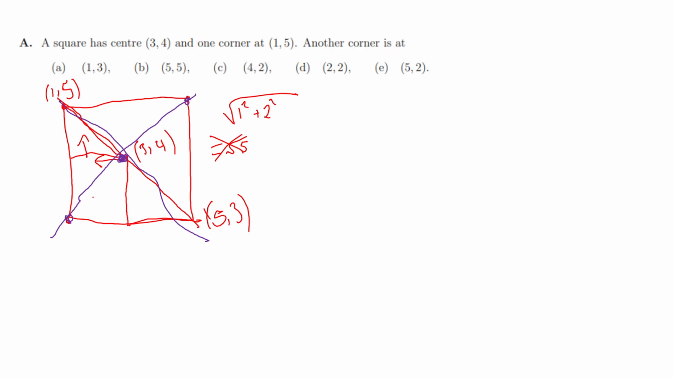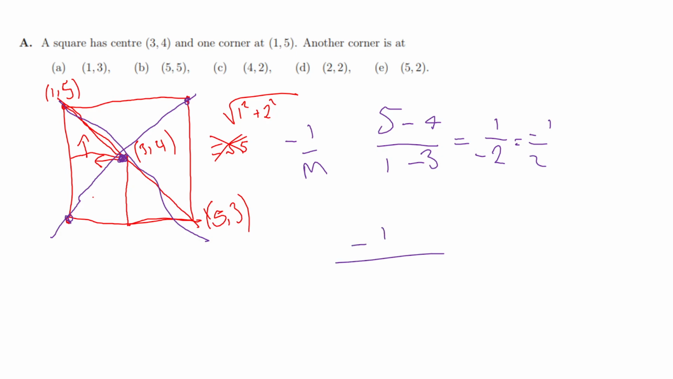So first thing we want to do is work out the gradient of our new line. So the gradient is the minus 1 over m form of the gradient from our original line. The gradient from our original line we can just work out as the difference between the 2 y coordinates and the difference between the 2 x coordinates. So we have 5 minus 4 over 1 minus 3. This gives us 1 over minus 2, or just minus a half. So therefore the gradient of our new line is going to be minus 1 over minus a half, which is 2.